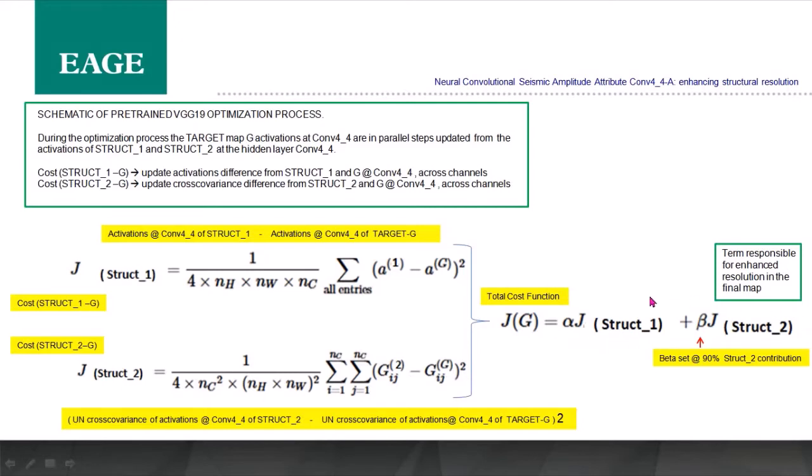This is the total cost function Jg. It is the normalized sum of J struct 1 and J struct 2. These are the normalization factors alpha and beta. Beta is set at 90% struct 2 contribution. Alpha is set at 10% of struct 1 contribution. 90% struct 2 contribution means that this term is responsible for enhanced resolution in the final map.